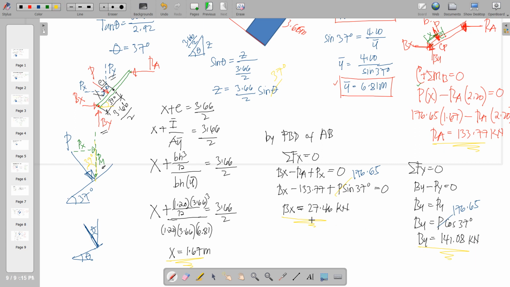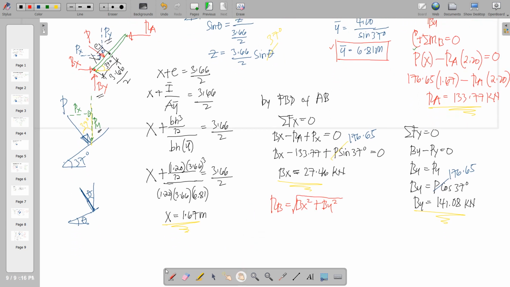So now that we have the two components of B, we can now get the reaction at B. And the reaction at B is equal to the square root of Bx squared plus By squared. So substituting the values, we'll have the reaction at B equal to 143.73 kilonewtons. So this will be the answer for letter C, or the reaction at B.